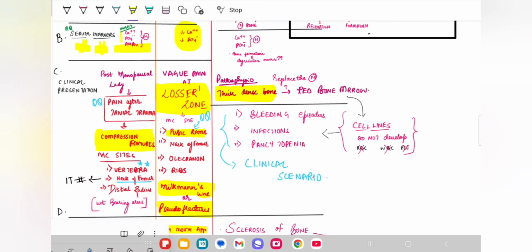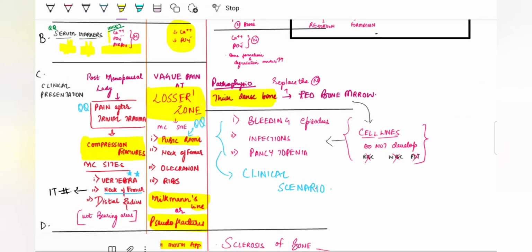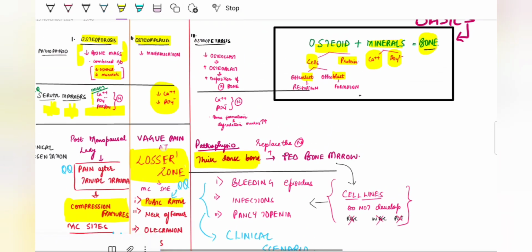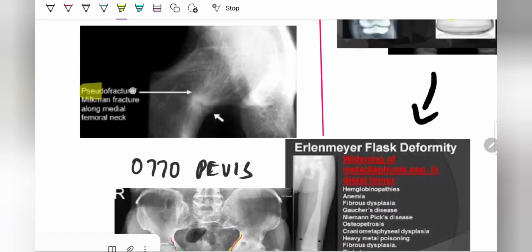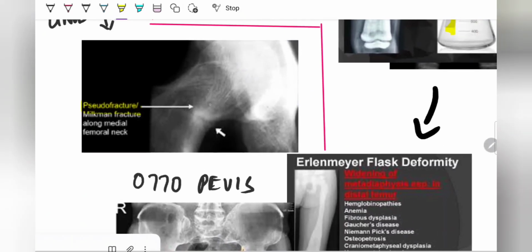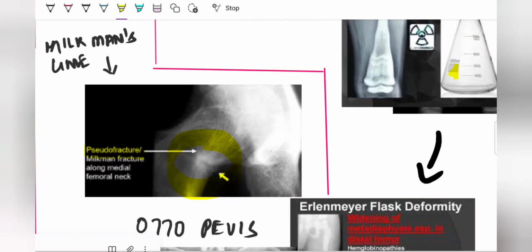Osteomalacia, if they want you to tick osteomalacia's option, they have to give Looser zone, also known as Milkman's line or pseudofractures. Basically, these are the zones where there's decreased mineralization. So they will give you an image which shows this Looser zone or what we say Milkman's fracture, which are the areas of decreased mineralization. The bones become softer.